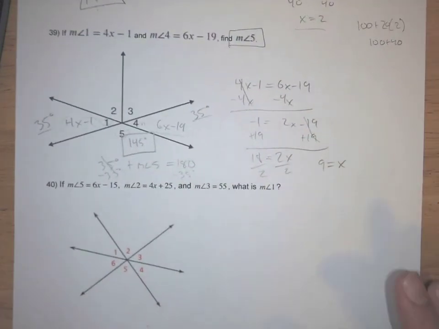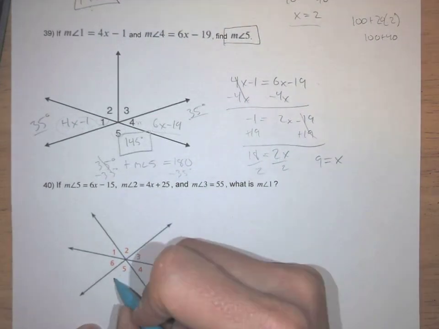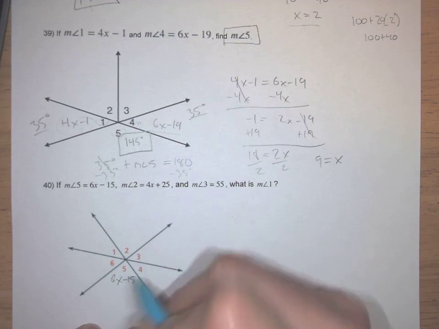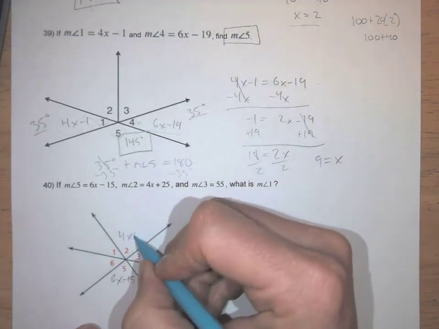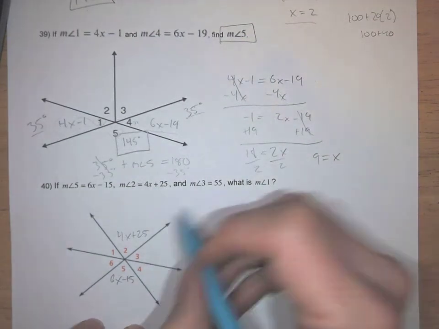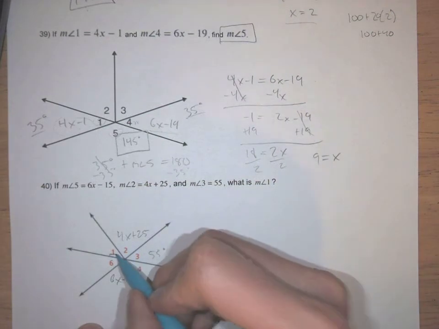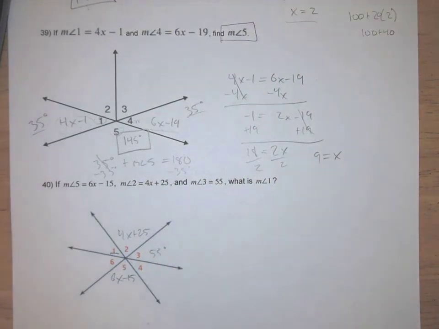And this problem here, number 40, is also going to be a two-step process. So let's label what we know. Measure of angle 5 is 6x minus 15. Measure of angle 2 is 4x plus 25. Note that they are vertical angles, which means they're congruent. And then the measure of angle 3 is 55 degrees. And we want to find this one. Our goal is to find angle 1.